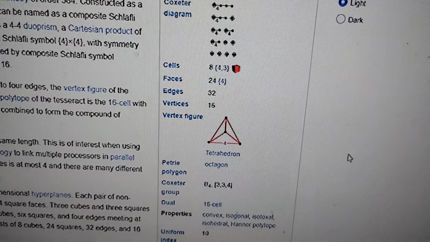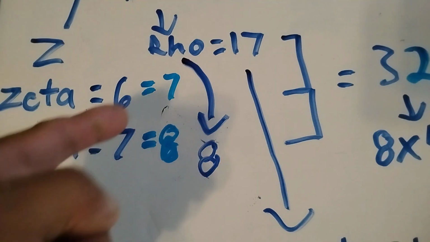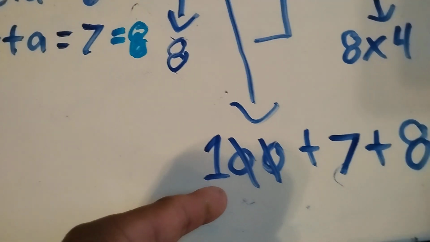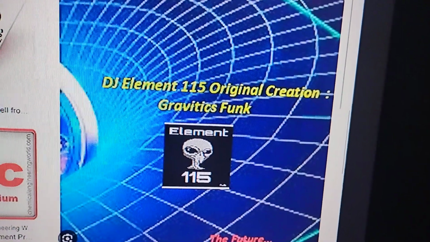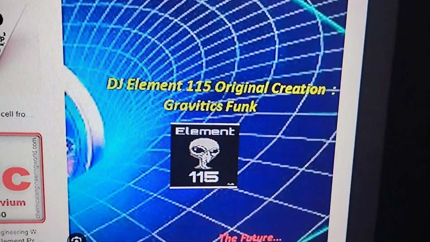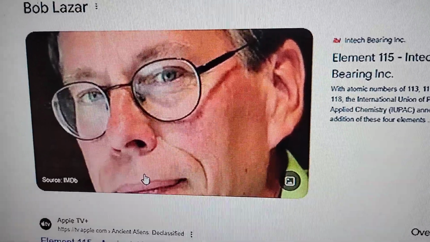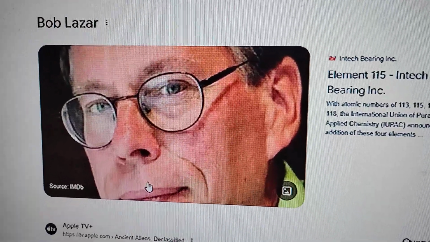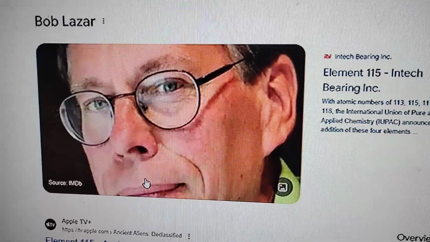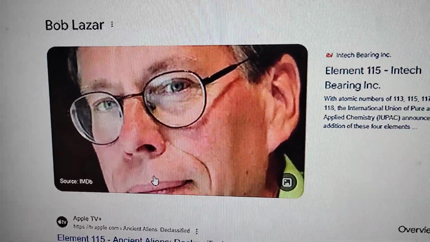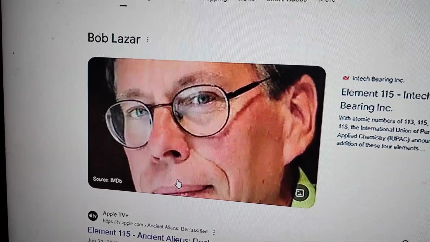It's a perfect square. Now you could use the numerical value of 100 for rho, and then 7 and 8, and add those up, and you get 115. That brings me to element 115, Moscovium. You know who talks about Moscovium, element 115? Bob Lazar. Claims it's for space travel. Maybe it's coincidence. It's all just coincidence. Either that or I'm pretty schizophrenic. Or I'm schizophrenic as F.